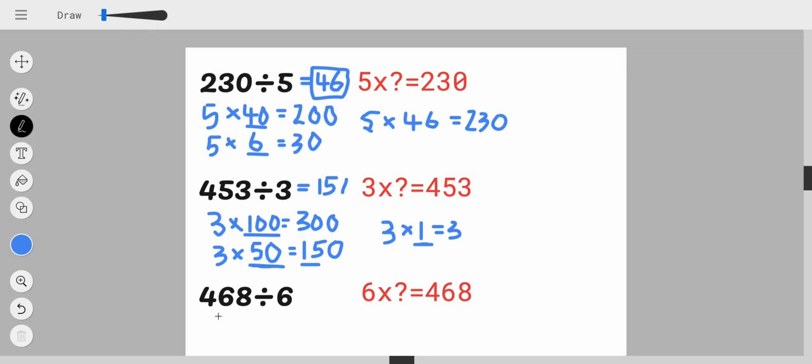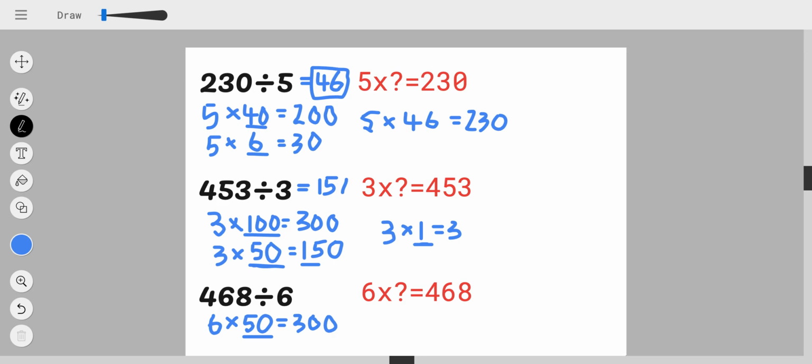So I'm going to go 6 times what equals 300. And I know that 6 times 5 is equal to 30. So with my knowledge of powerful zeros, I know 6 times 50 is equal to 300. So that's that part of the question worked out. But I've still got another big chunk left over. I've still got 300 plus 168 gives 468. So now I've got to think, all right, what else can I chunk it into?